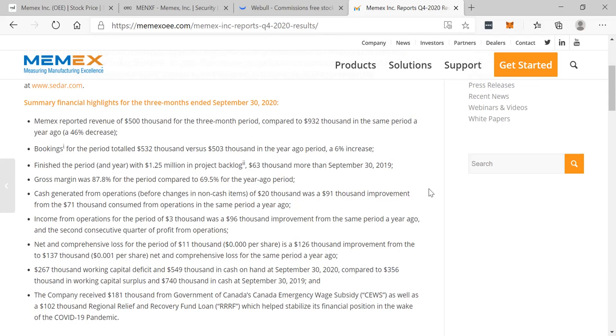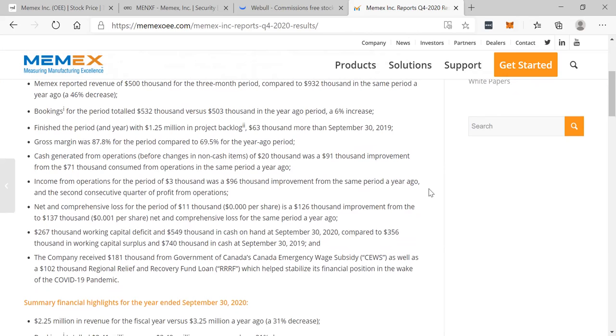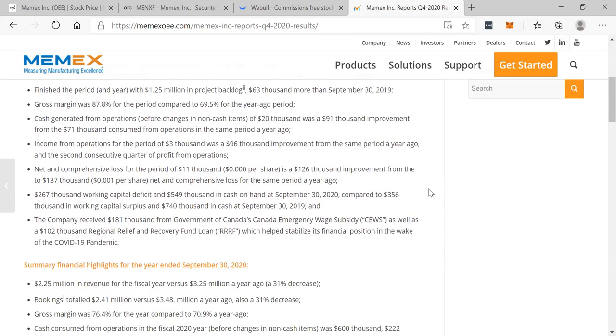decrease. But what they're saying is the reason they're having this decrease is not because the company isn't growing, it's because of COVID-19. Bookings for the period totaled $532,000 versus $503,000 in the year ago period, a 6% increase, which means they actually are not slowing down. They're actually growing. This is where I saw some interesting reasons to take notice. Finished the period and year with $1.25 million of project backlog. So they got $1.25 million of business coming, $63,000 more than September 30th, 2019.